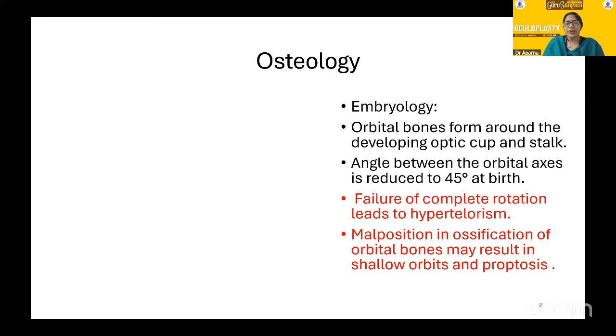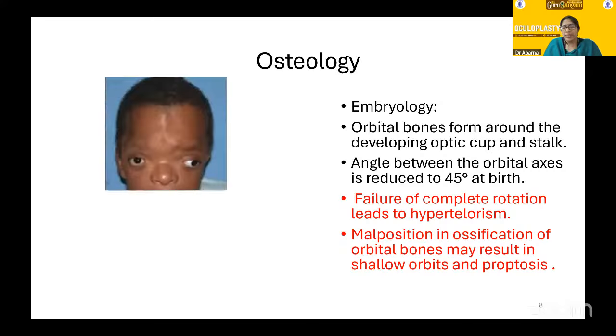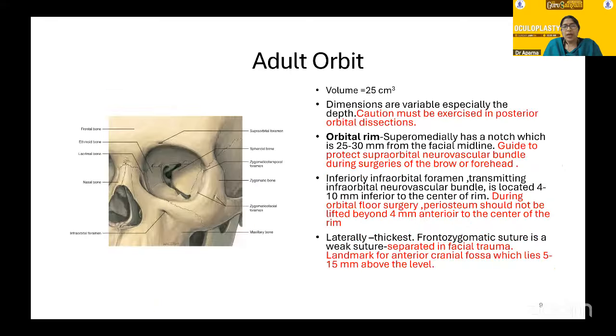Coming on to the osteology. Now, embryologically, the orbital bones are formed around the developing optic cup and stalk, and they form the two orbital axes. They form an obtuse angle with each other, and as the embryo grows, the angle between the two orbital axes is reduced to 45 degrees at birth. Now, failure to do so would lead to hypertelorism, as is seen in this picture. Malposition and ossification of the orbital bones may result in shallow orbits and proptosis, as seen in this patient of Crouzon's disease. In the adults, the orbit is a pyramidal-shaped structure.